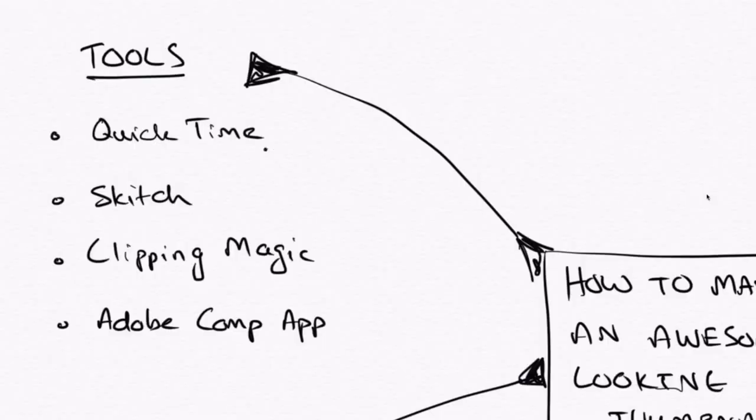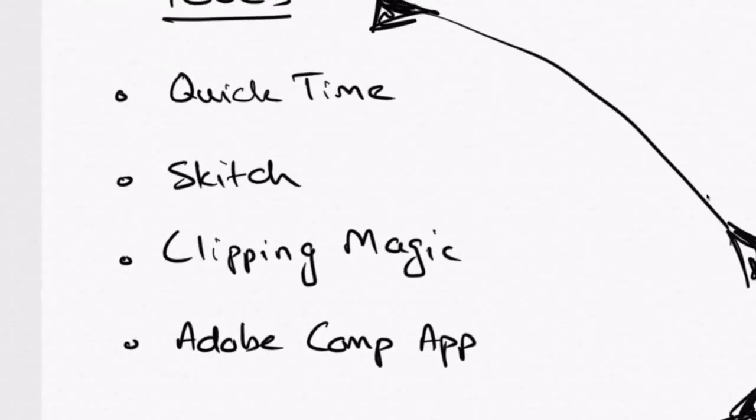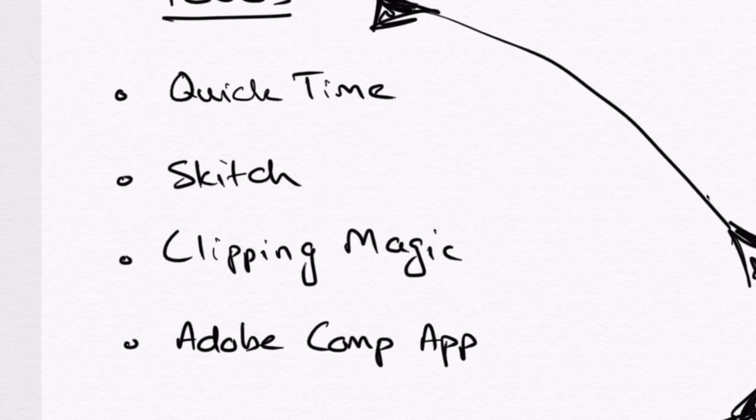Okay, so tools. There are 4 tools. I use QuickTime. I'm going to show you in a second how to use all these things. Sketch is the second one. Clipping Magic is the third one. And Adobe Comp app. Those are the 4 tools that I use to make all of this happen.